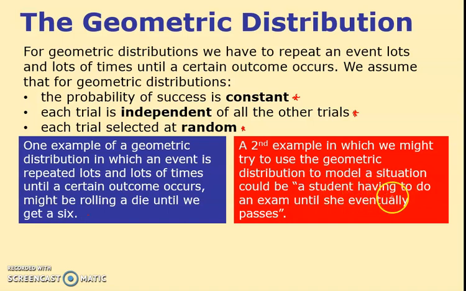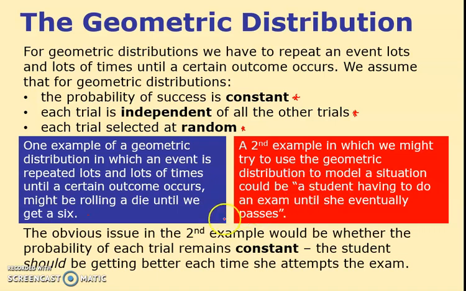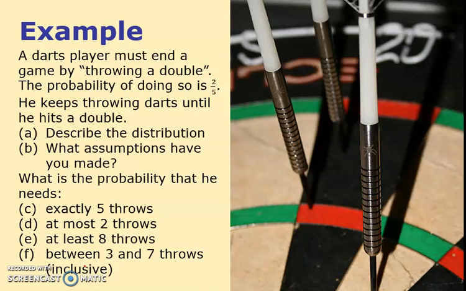What's the probability you pass on your fourth go, for instance? And in the example I just did, does this second example have a constant probability? Is each event independent even? The student, you would hope, would be getting better and better each time she does the exam. We hope.